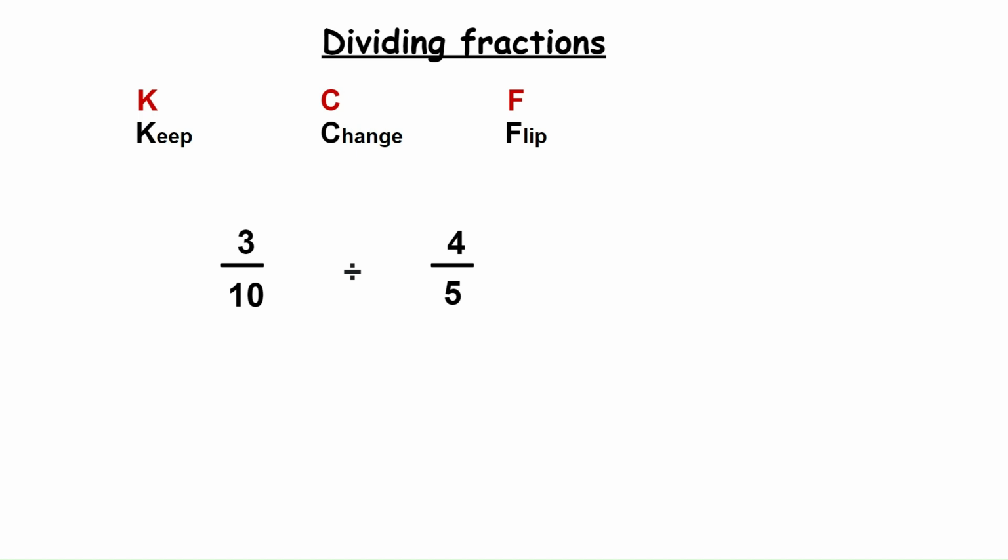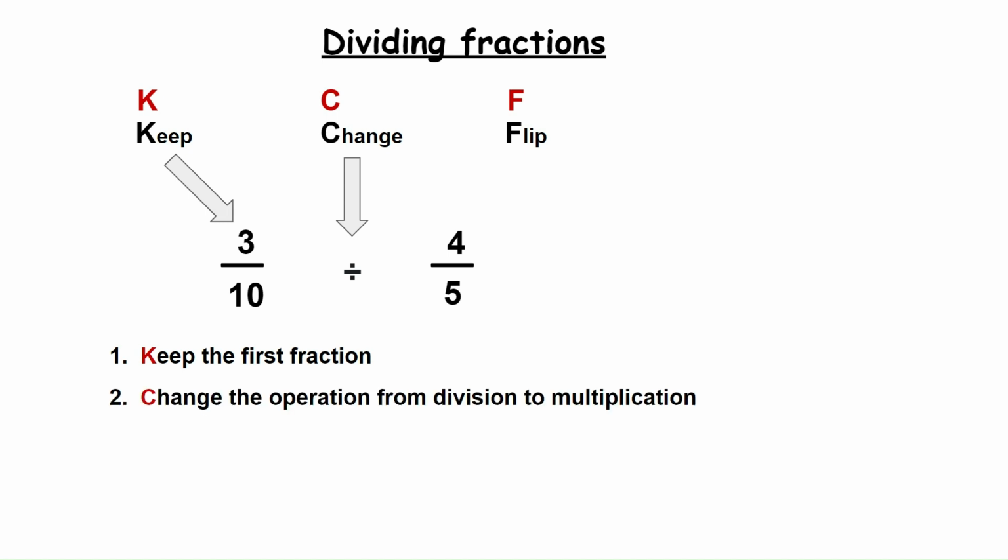So, let's start with keep. Keep is what we do to the first fraction. And what that means is we keep it exactly as it is. So, 3 over 10 stays 3 over 10. And that's our first step. Our next step, change, is what we do to the operation, our operation of division. And what it means is that we change our operation from division to multiplication. That's our second step. And our third step, flip, is what we need to do to the second fraction.